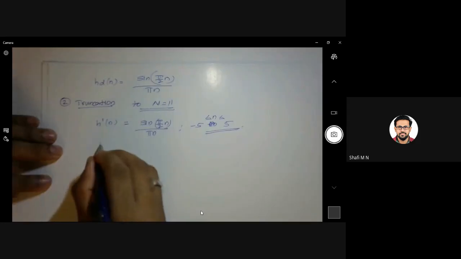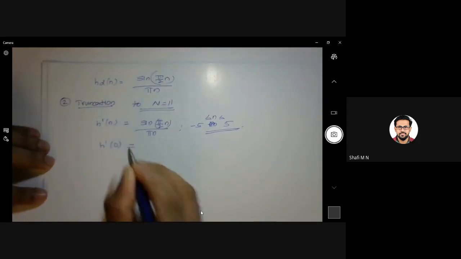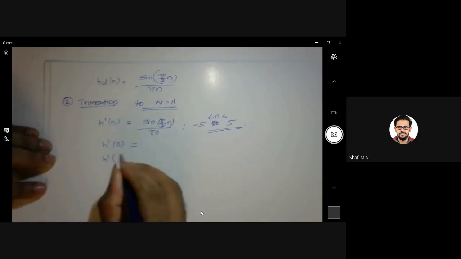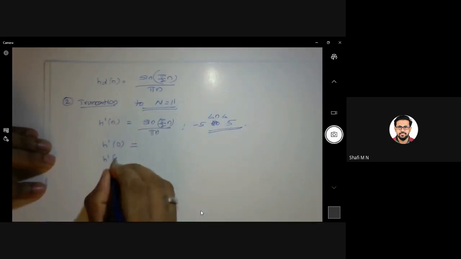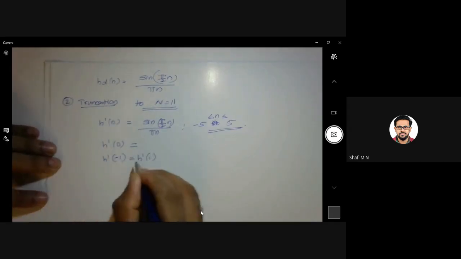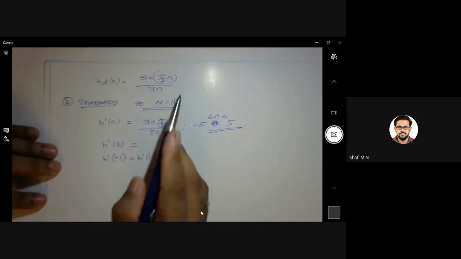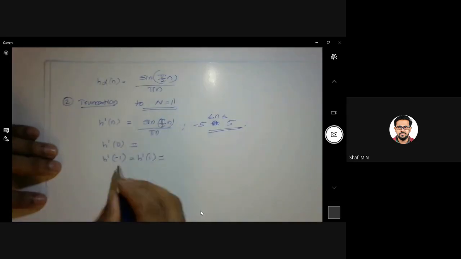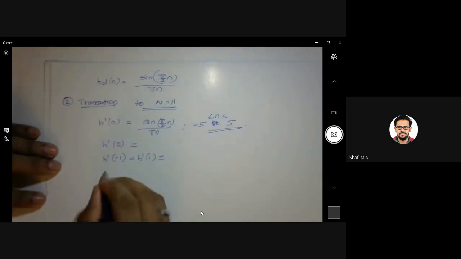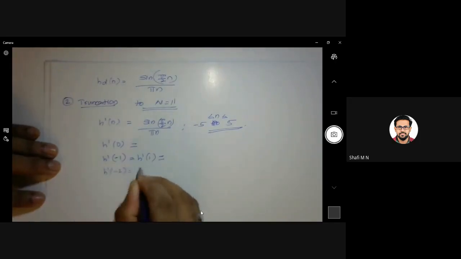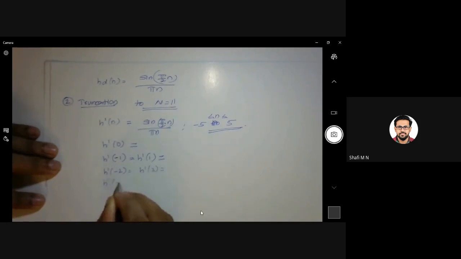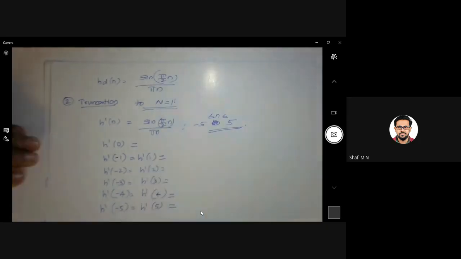That means you have to find h dash of 0, then h dash of minus 5 to 5 ആണ് ചെയ്യുന്നത് അല്ലേ. So h dash of minus 1 will be equal to h dash of 1. ഇത് രണ്ട് ഈക്വൽ ആയിരിക്കും. സബ്സ്റ്റിറ്റ്യൂട്ട് ചെയ്ത് നോക്കുമ്പോൾ തന്നെ അറിയാം, അല്ലെങ്കിലും ഡയറക്റ്റ് പറയാൻ പറ്റും. സിമെട്രിക്കൽ ഇമ്പൾസ് റെസ്പോൺസ് ആണ്. The impulse response will be symmetrical. h dash of minus 2 equals h dash of 2, h dash of minus 3 equals h dash of 3, h dash of minus 4 equals h dash of 4, h dash of minus 5 equals h dash of 5. This is how you have to find all the 11 values.